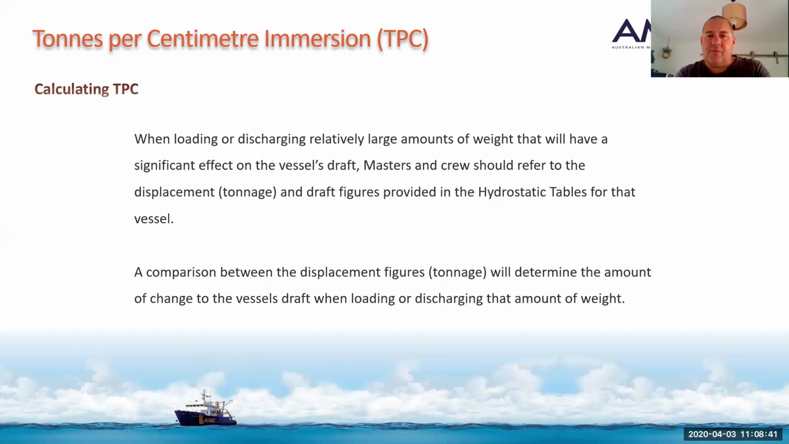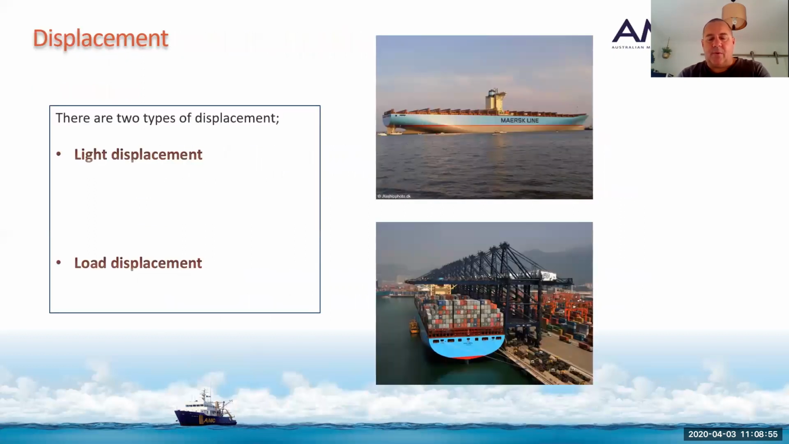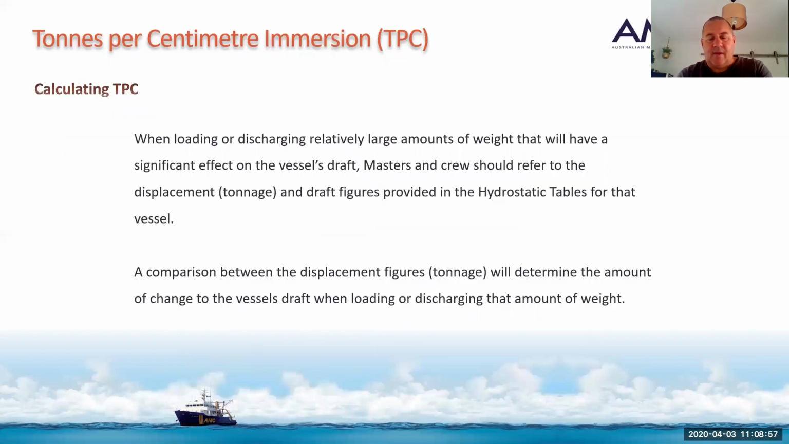Masters and crew should refer to the displacement tonnage and draft figures provided in the hydrostatic tables for that vessel. A comparison between the displacement figures will determine the amount of change to a vessel's draft when loading or discharging that amount of weight. So if you've got to change its draft by a lot, you can just go to the tonnage ones, and I think we go over that in a minute.